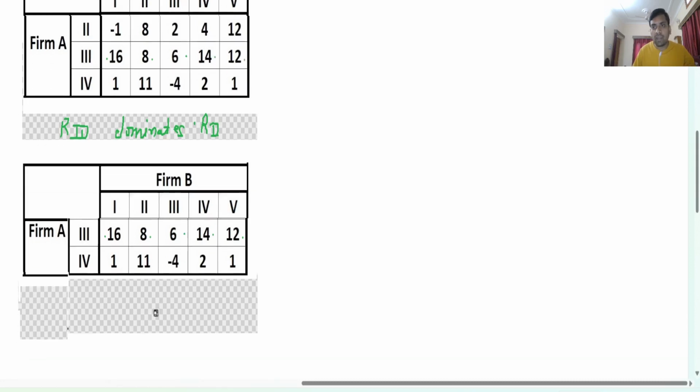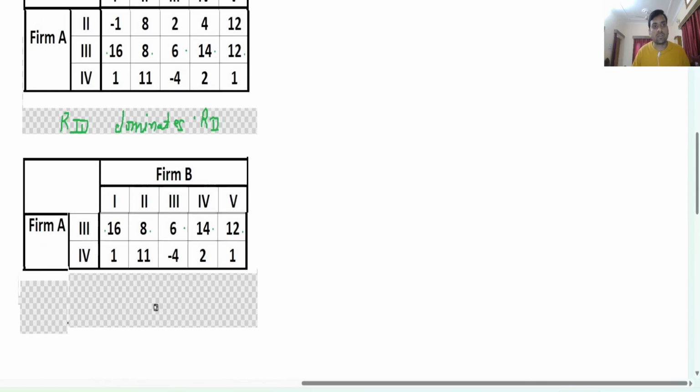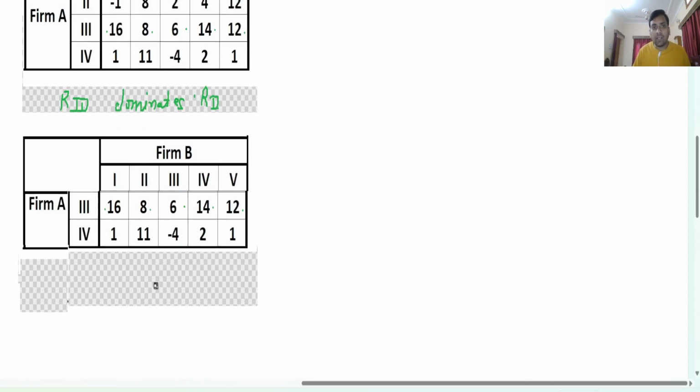Okay, so now we have two rows. Again we can compare rows, but now we will eliminate some columns because only two rows are left. So now we will try to eliminate a column, and the column must be greater in comparison to any other column. So we can compare columns like this: first column, and all numbers must be greater.